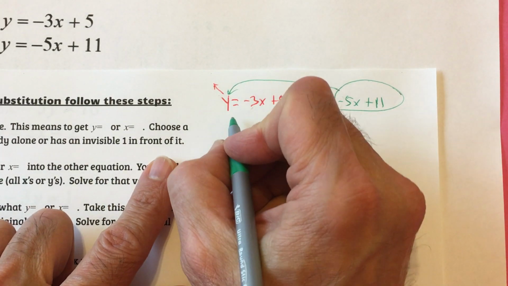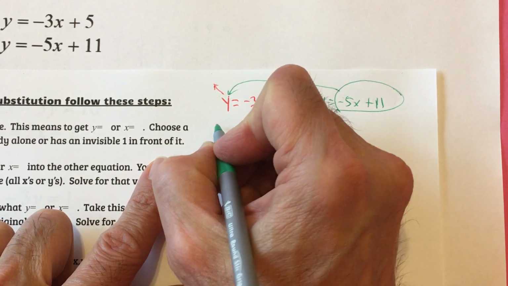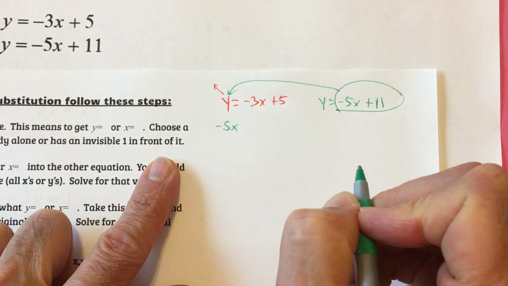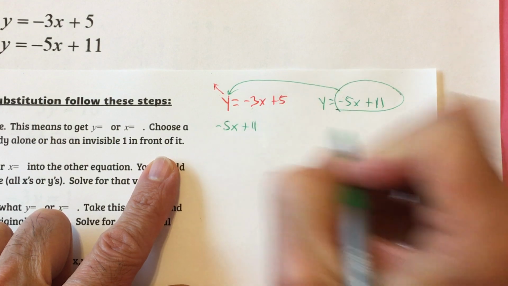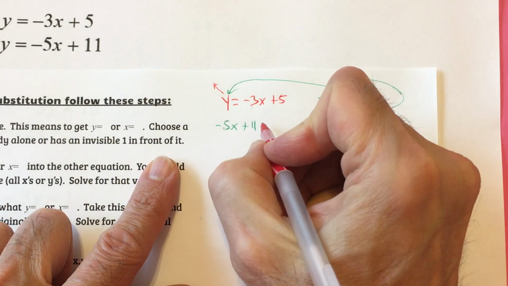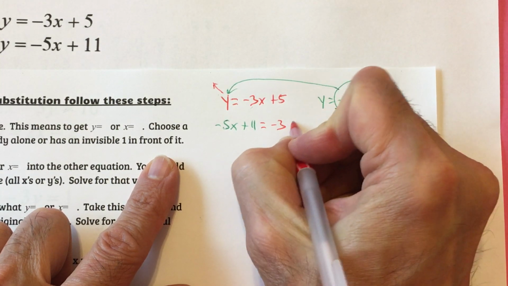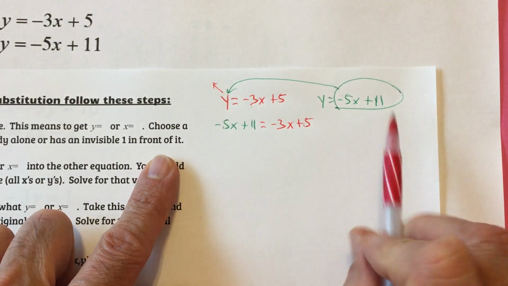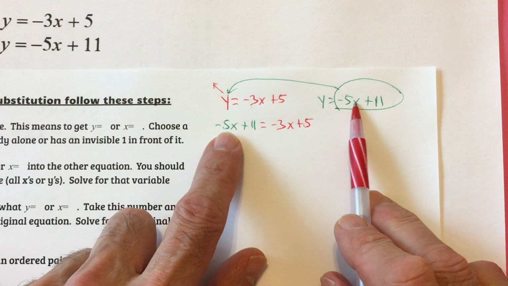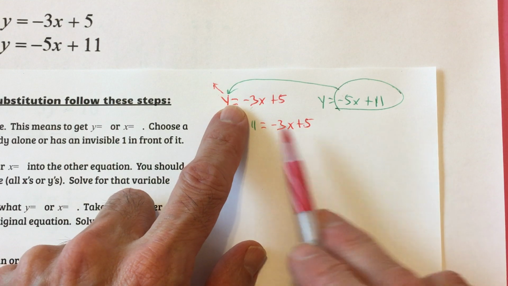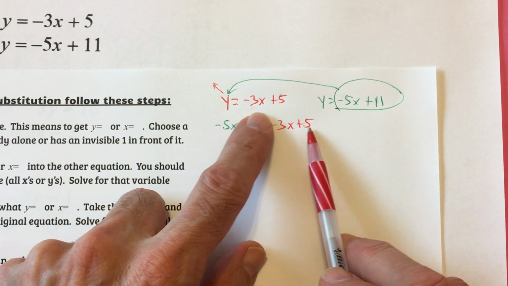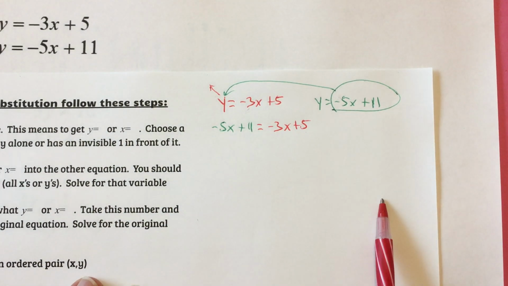So your equation will look like this. Negative 5x plus 11 equals negative 3x plus 5. Did I do that correctly? Negative 5x plus 11 equals negative 3x plus 5. Yes, I wrote it correctly.